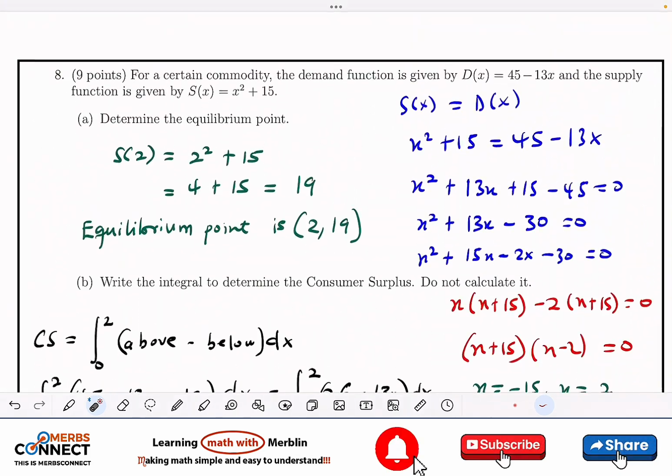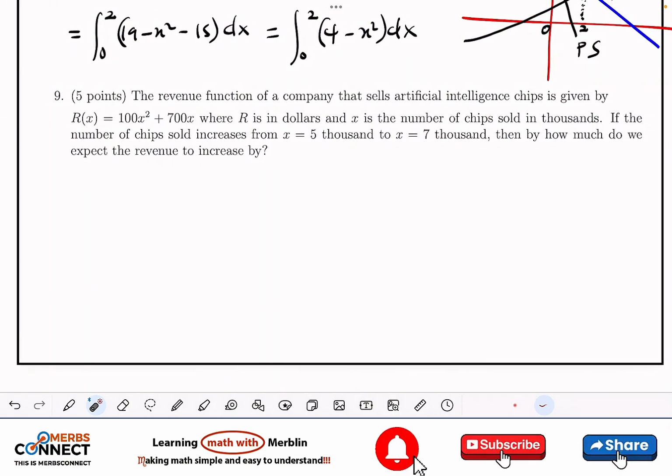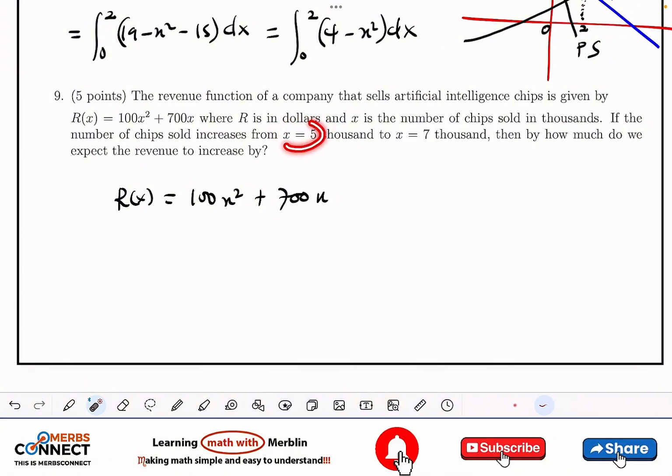Let's look at question 9. The revenue function is this. So we have a revenue function. Let's write it down. 100x squared plus 7x. And then we increase from x equal to 5,000 to 7,000. So how much do we expect the revenue to increase by? It's when we increase x from 5 to 7. But don't forget, this is 5,000, this is 7,000.